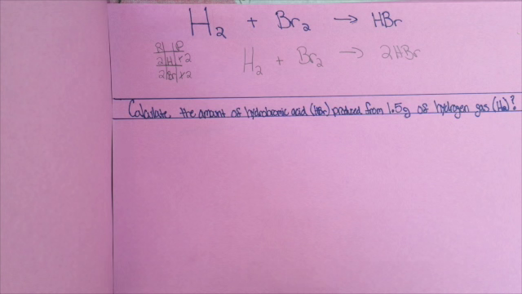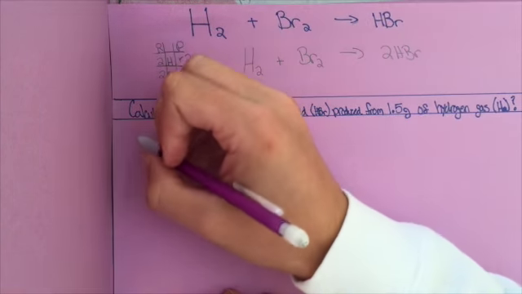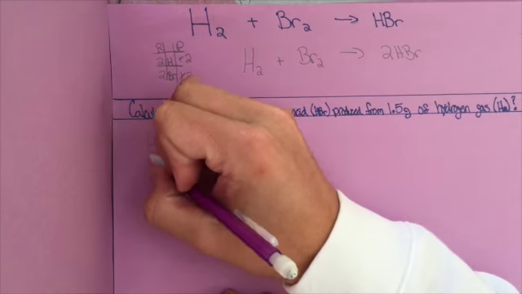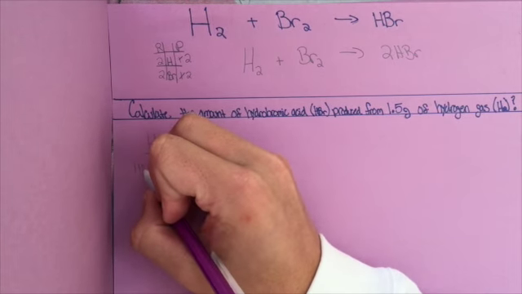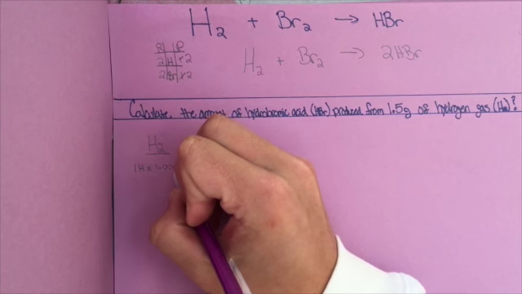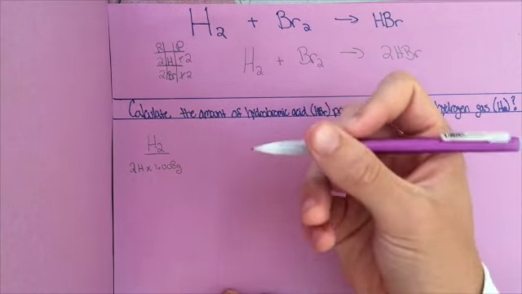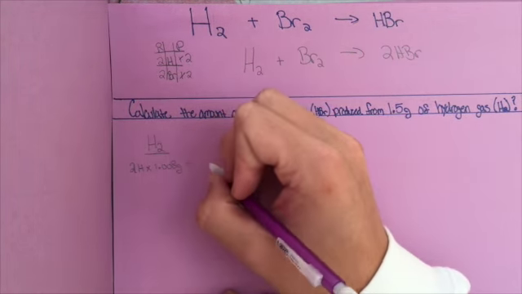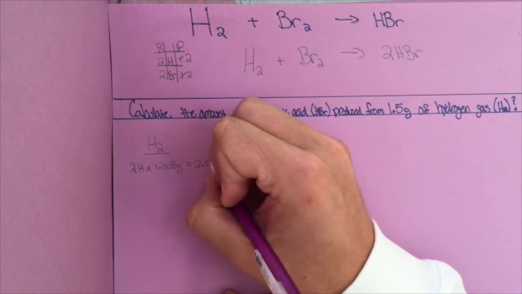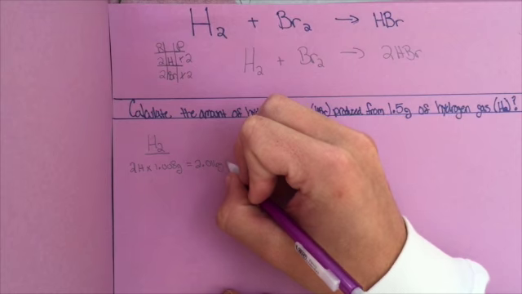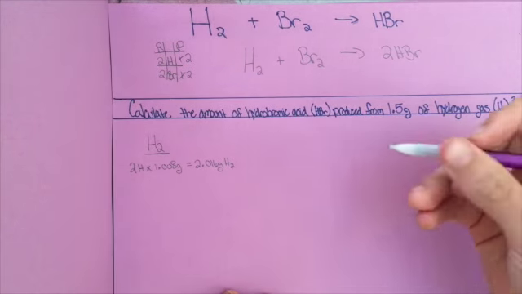Now here, we want to calculate the amount of hydrobromic acid produced from 1.5 grams of hydrogen gas. Now we'll start by calculating the molar masses of both hydrogen gas and hydrobromic acid. So we'll take hydrogen gas and the molar mass, which is 1.008 grams, multiply that by the amount of hydrogen atoms we have. This will equal 2.016 grams of hydrogen gas total.